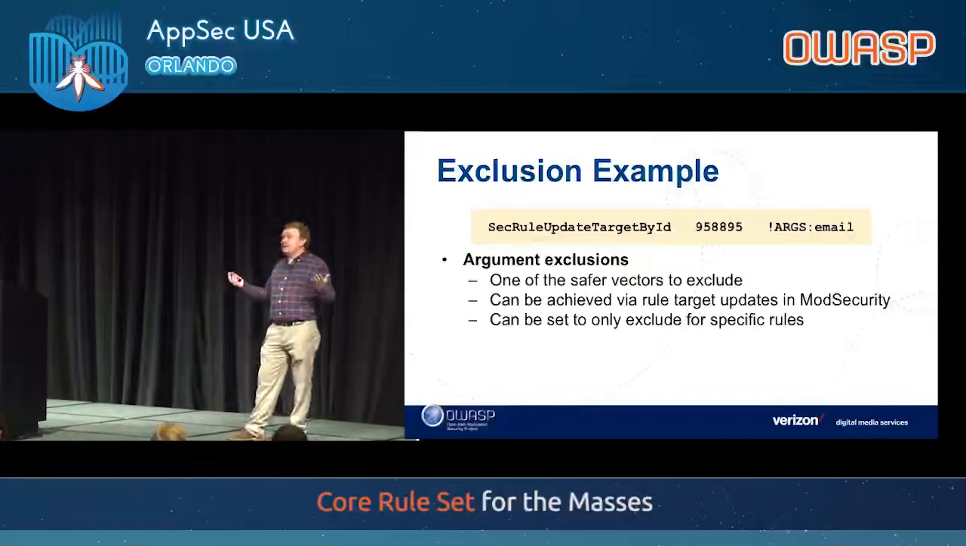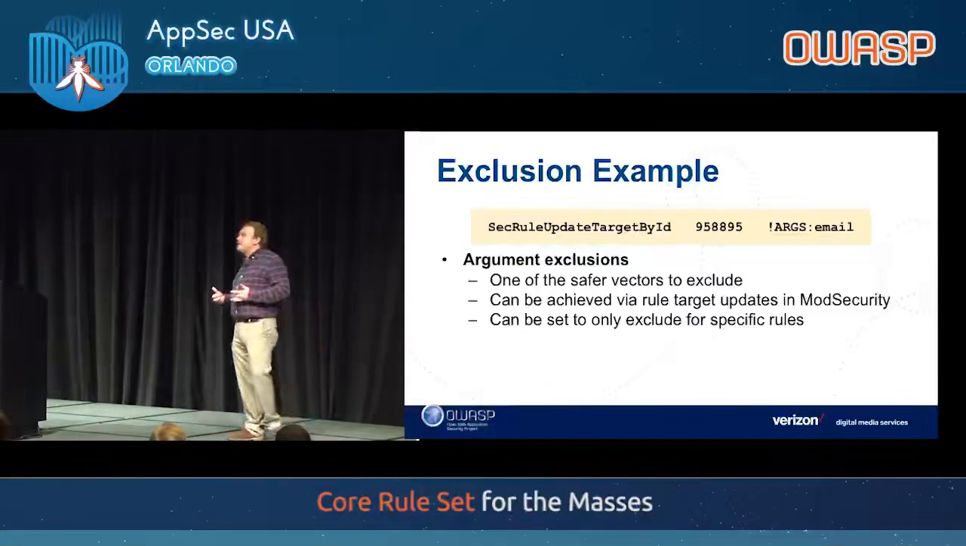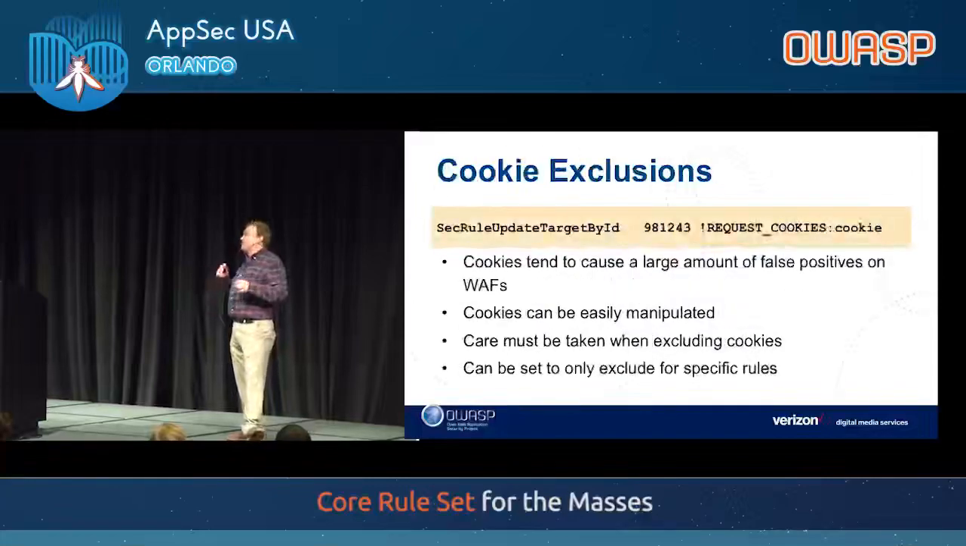That's great because now not only did we not have to whitelist any URLs or the path itself, we've been able to just whitelist the argument. We don't have to turn the rule off. The rule continues to be on. And you can do this for arguments, argument names, and as well, cookies.